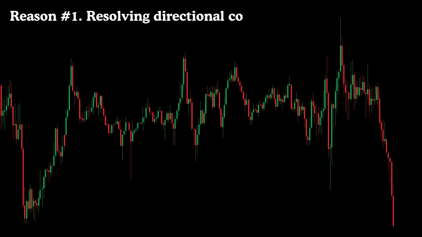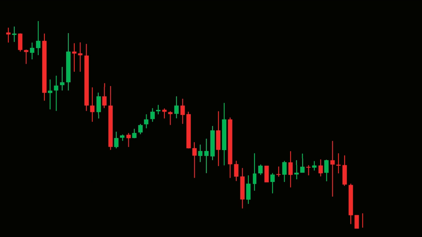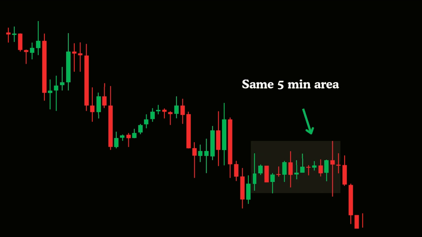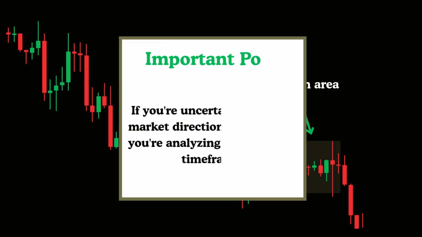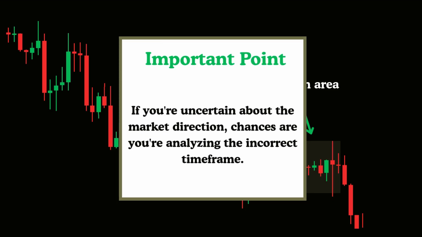Reason number 1, resolving directional confusion. Take a look at the GBP/USD 5-minute chart. The price action appears messy with no clear trend. It keeps breaking structure both upward and downward, leaving traders puzzled when trying to determine the market's direction. However, when we zoom out to the 1-hour time frame, the overall trend and bearish momentum become immediately clear. This zone is the same one we previously viewed on the 5-minute chart. By understanding the directional bias from the higher time frame, we can confidently look for short setups on the 5-minute chart. Always remember, if you're uncertain about the market direction, chances are you're analyzing the incorrect time frame.